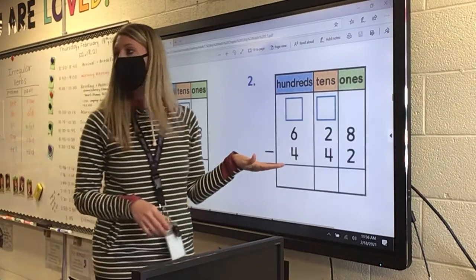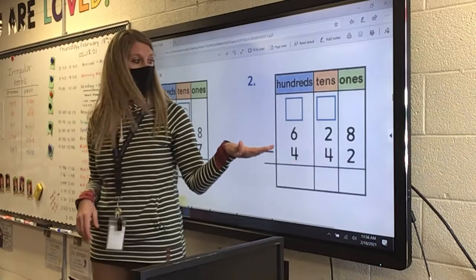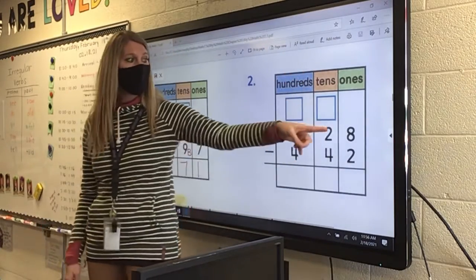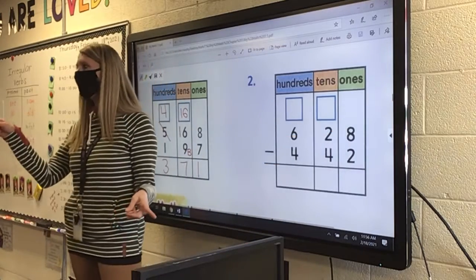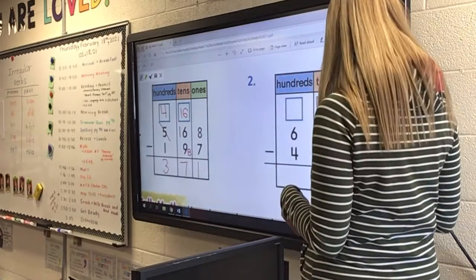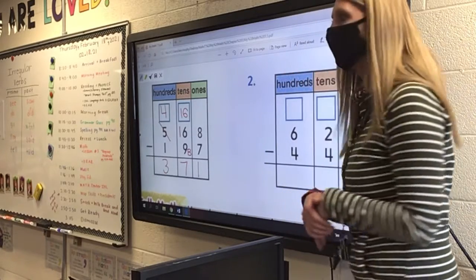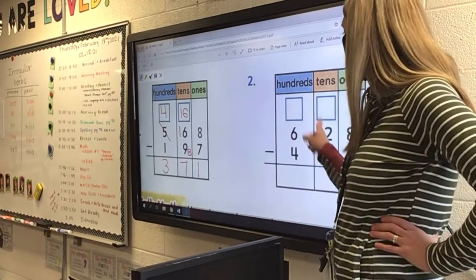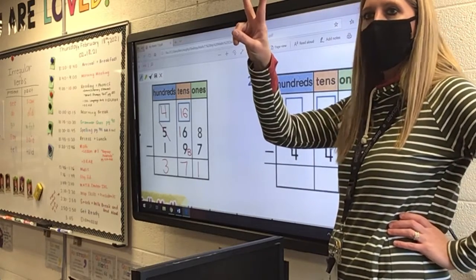628, and I'm going to take away 442. Now I'm going to start at the 1s. 8 minus 2, I can do that because 8 is bigger than 2. So Ray, what is 8 minus 2? 8 minus 2 is 6. Good. Now I'm going to go to the 10s column. Okay guys, I have 2 10s and I want to take 4 away.